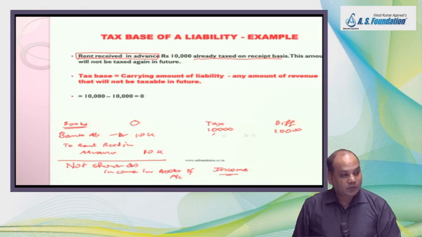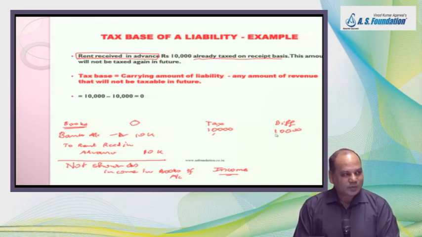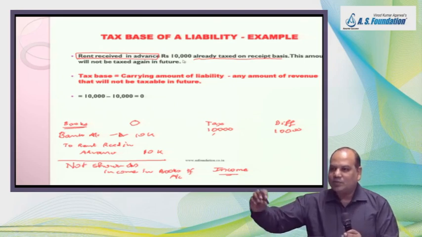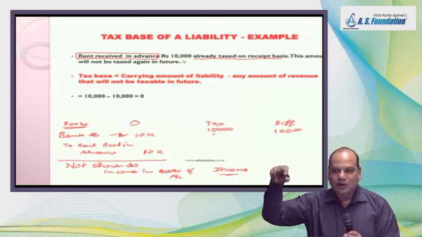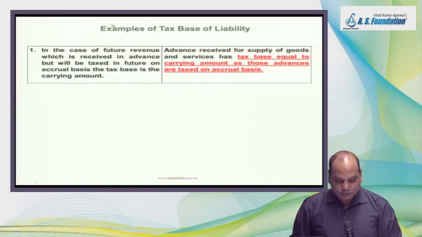If you can't remember the formula, remember this small income tax treatment. It is treated as 0 income in the books. It is treated as 10,000 income for tax purpose. Therefore, I need a difference of 10,000. Is it right? The differential treatment is 10,000. So carrying amount is 10,000 minus tax base should be equal to 10,000. So tax base balancing figure 0. That is one more way to get the answer. Okay, now some more items we will discuss.